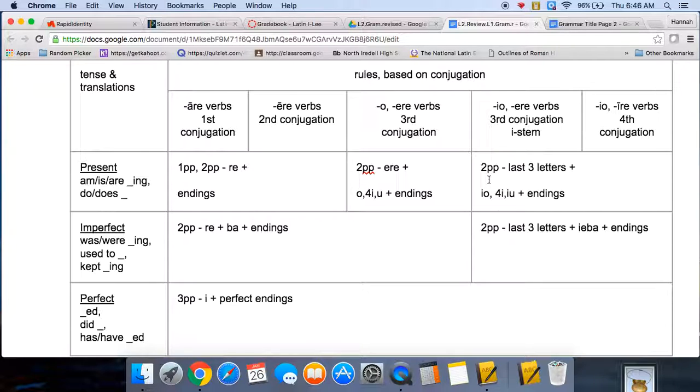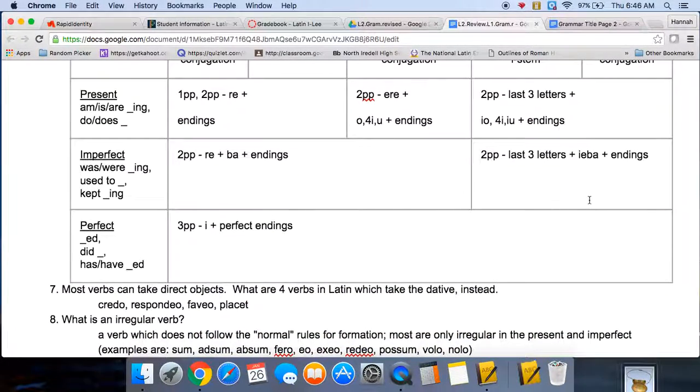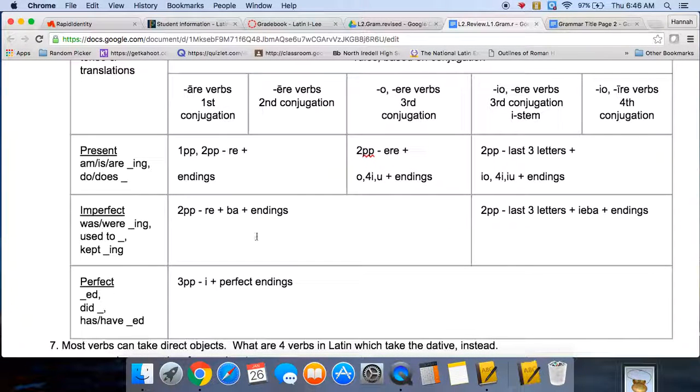To make the present tense, you're going to have 2 pp minus the last 3 letters. The last 3 letters are either going to be ERE or they're going to be IRE. And then you're going to use IO, for I's, IU with the verb endings. Okay, the imperfect tense is not as painful as the present. You only have 2 rules as opposed to 3. You're going to go to the 2 pp for every form on the chart, minus the RE, add BA.